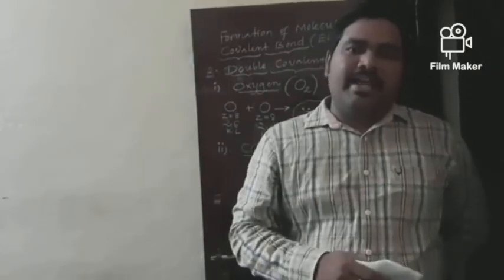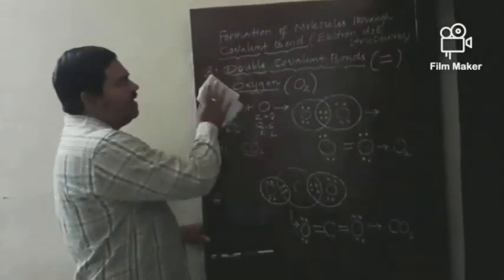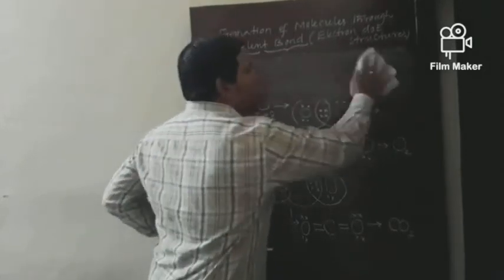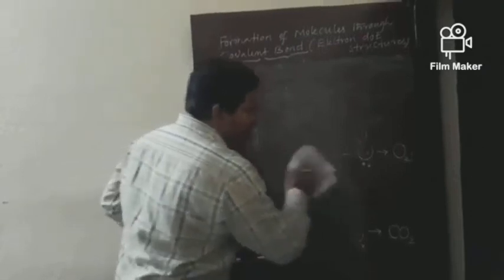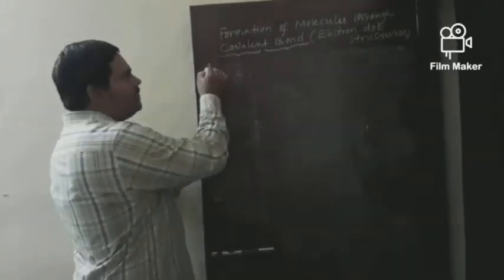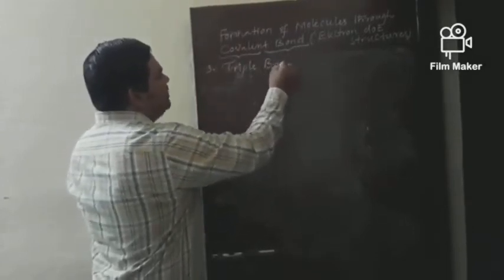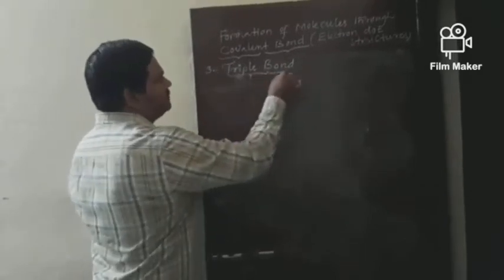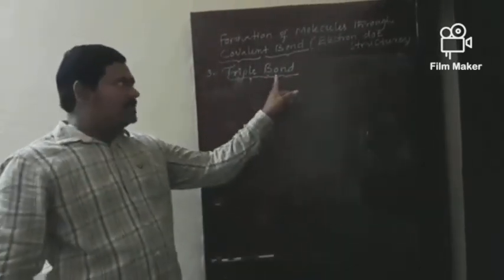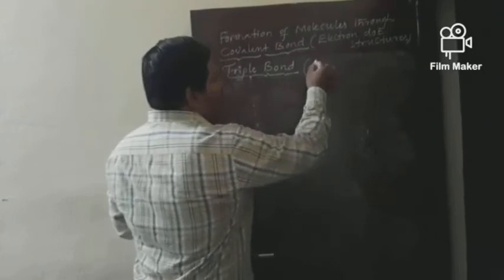Now, let me explain triple covalent bond. Let me rub this one and explain triple covalent bond. All of you look at the board very seriously. Do you know the condition for triple covalent bond? What is triple covalent bond? A covalent bond formed due to sharing of three pairs of electrons is called a triple covalent bond, and it is denoted by three lines like this.